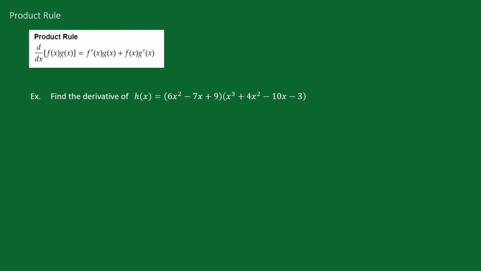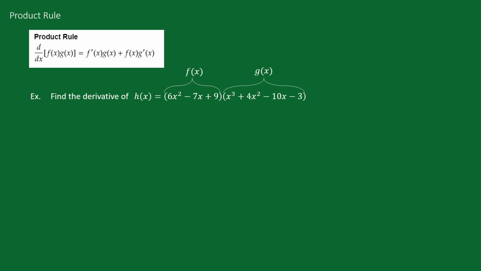Now, if we just had the power rule, we would have to multiply everything out and then take the derivative of each individual term, which seems like a lot of work. Luckily, we have the product rule to make things a little easier on us. So let's go ahead and label what is going to be f of x and what is going to be g of x. To match our product rule, let's have 6x squared minus 7x plus 9 be our f of x, and x cubed plus 4x squared minus 10x minus 3 be our g of x.